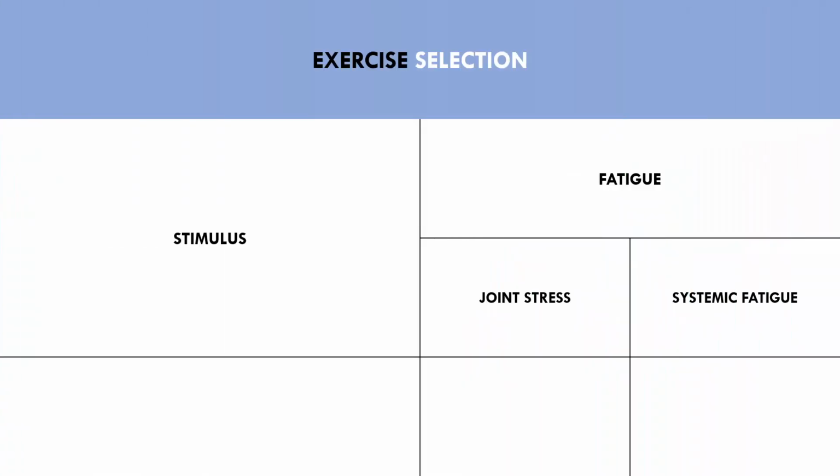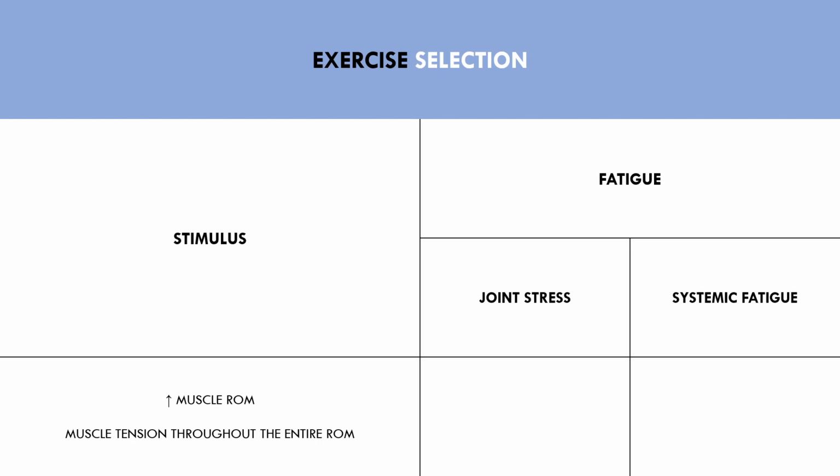The first variable is exercise selection. The exercises we implement to train a particular muscle group can influence the hypertrophic stimulus and fatigue induced. Some exercises are naturally more stimulative than others, and some are more fatiguing than others. Generally, exercises which train the target muscle through a large range of motion and provide significant tension throughout the entire range are going to provide a good hypertrophic stimulus.